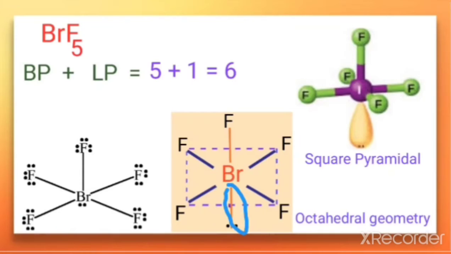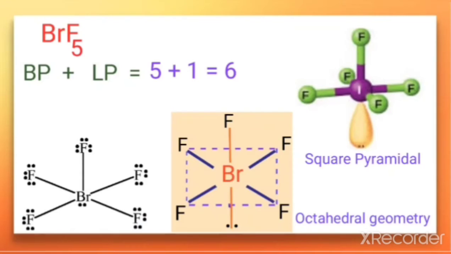But in the case of trigonal bipyramid, the equatorial position is the suitable position. So this position you have to give for the lone pair, that is one of the axial positions, below the plane or above the plane. So we are keeping the lone pair here, and the 5 fluorine atoms will occupy the 5 positions in this geometry. So the geometry is octahedral.